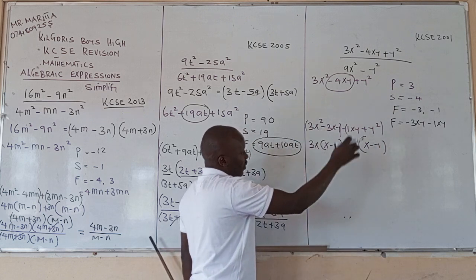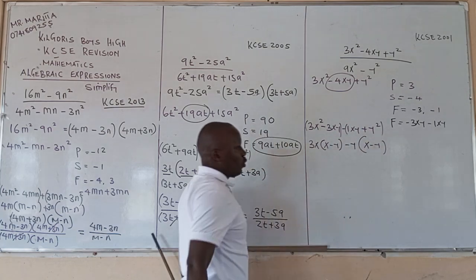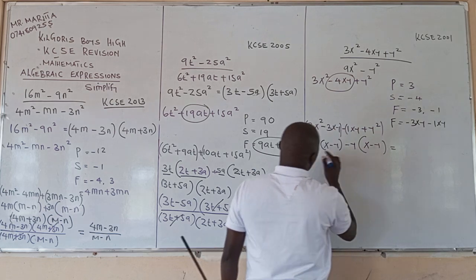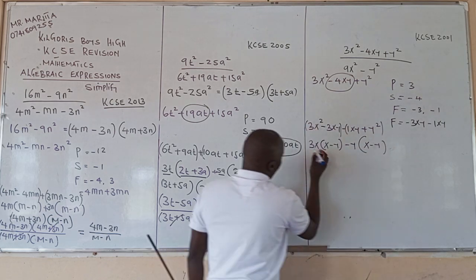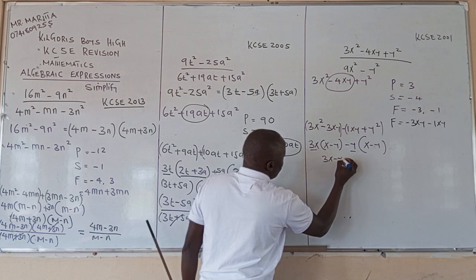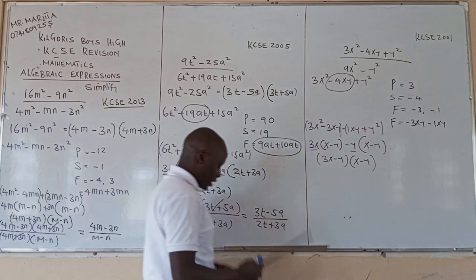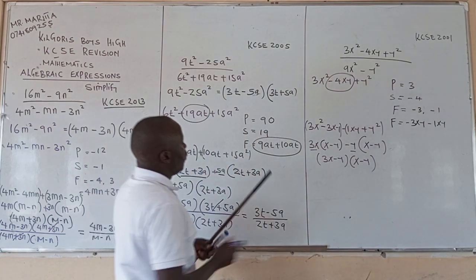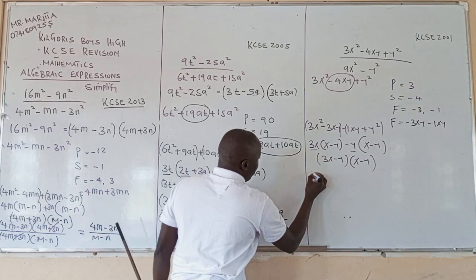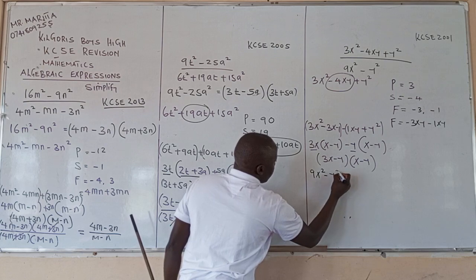Then you look at the common factor between xy and y squared, which is of course y. So you can have 3x minus y. So we have 3x minus y, and then we have x minus y like this. Then from this, we have 9x squared minus y squared.